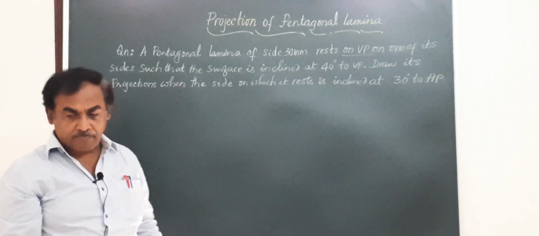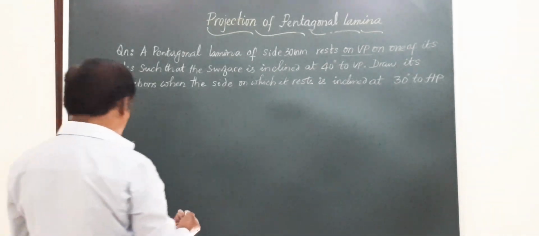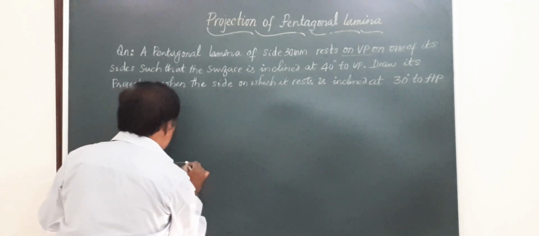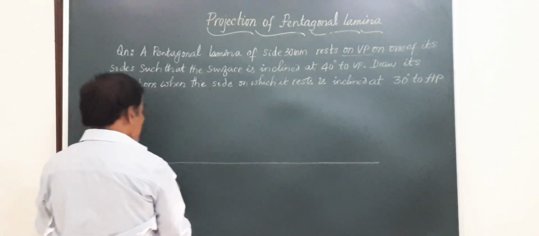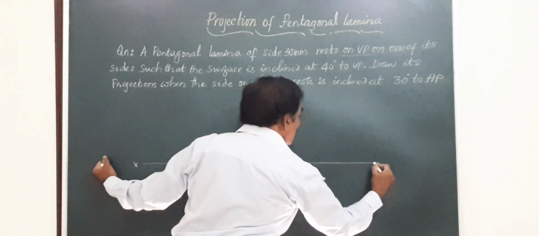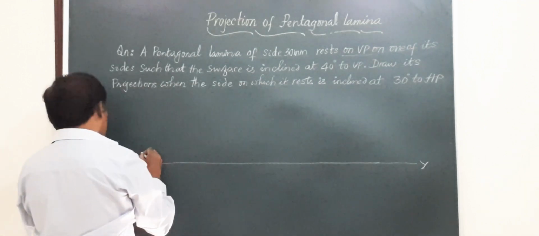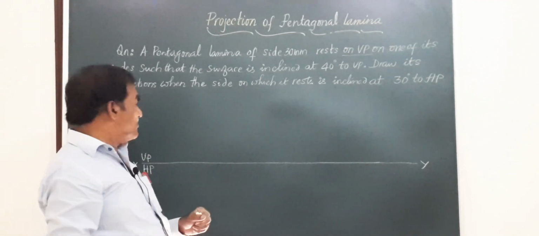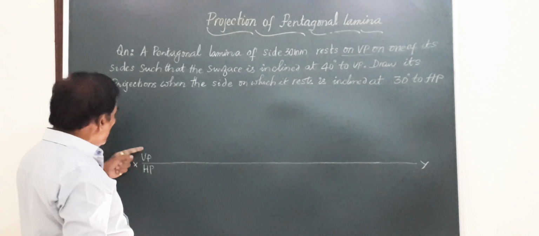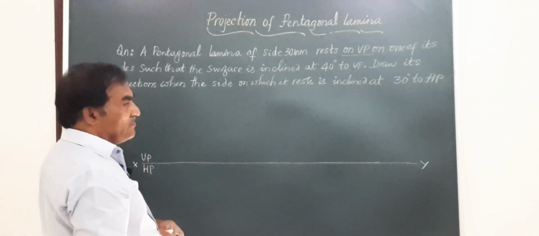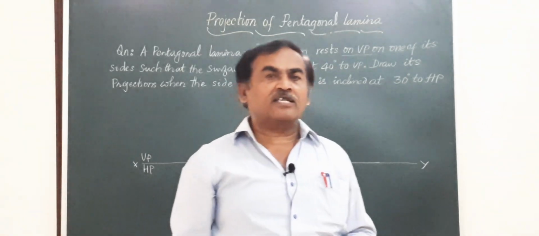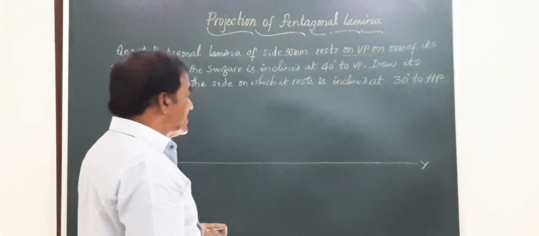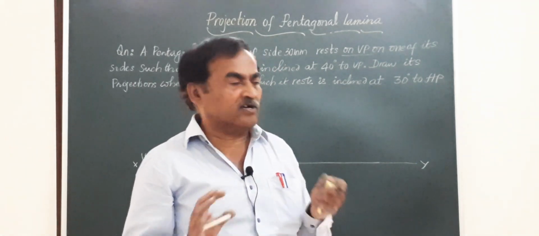So friends, let us commence the problem by marking the front and top views of the lamina. I am going to mark this XY line, which is the line of intersection of VP and HP. I will extend it till here and mark it as VP and HP, indicating the first angle projection. If it is third angle projection, HP will be above and VP below. That's the only change, wherein in the first angle projection, the lamina or any object is placed in the first quadrant, whereas in the third angle projection, as the name goes, the object is placed in the third quadrant.